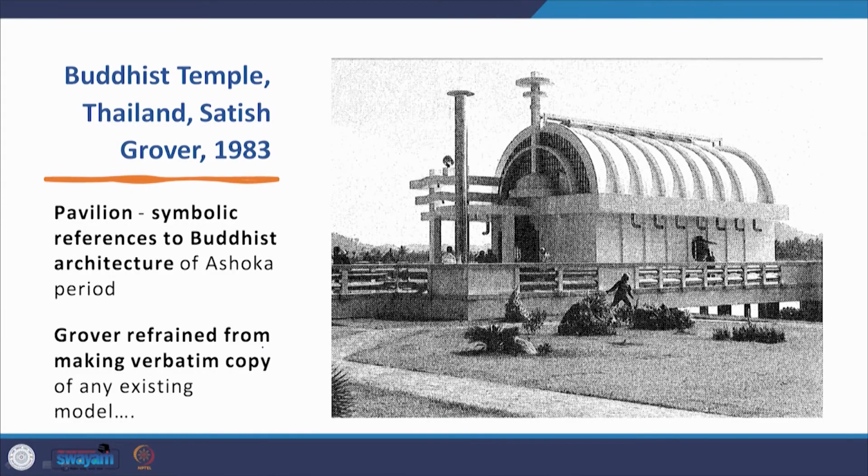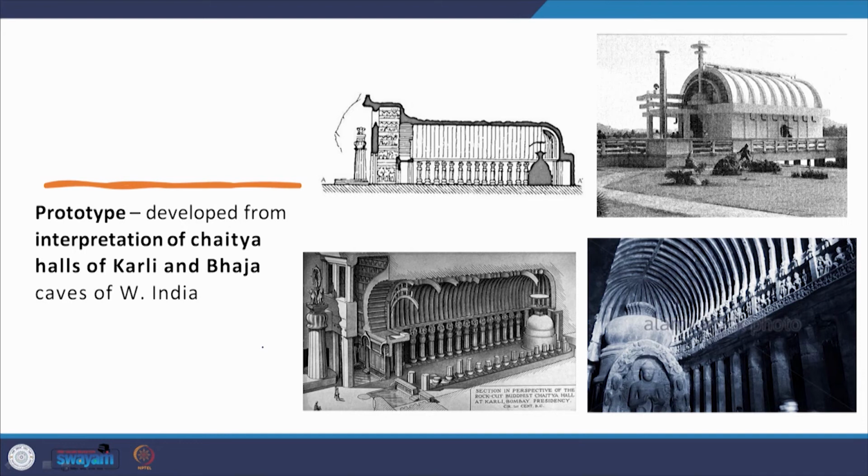Rather than just making a Buddhist temple to resemble that of, for example, the most famous of them all, the Sanchi Stupa, he goes in and merges different identities into this one pavilion, which carries with it the idea of the Chaitya Hall and the Sanchi Stupa and other features which we will look at. For example, the prototype has been developed by interpretation of the Chaitya Hall of Karli and Bhaja caves of Western India. So this is the picture. Many of you might have reflected on this picture in your Bannister Fletcher book.